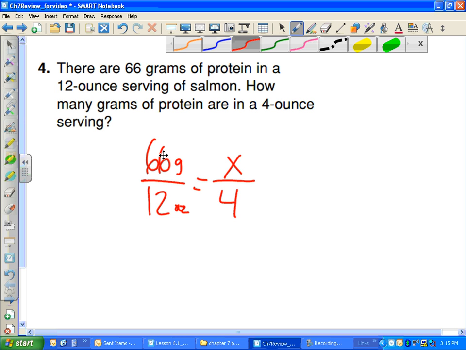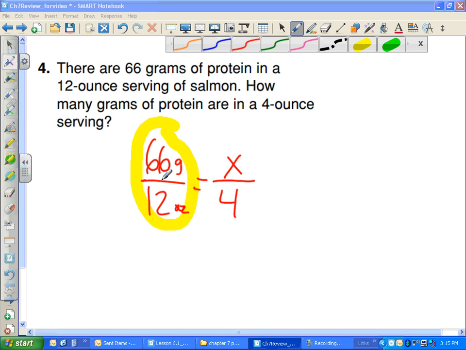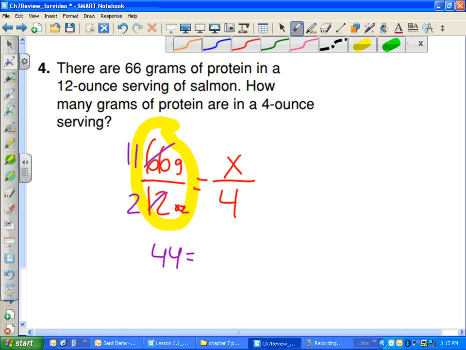Now, before I cross multiply, I think it would be better to reduce this over here. Okay, so I'm going to reduce those. 66 and 12, well, I could reduce them by 6. So this would really be 11 over 2. So much more manageable now to solve. 4 times 11, well, that's 44 equals 2 times x, 2x. Divide by 2, divide by 2. 2 goes into 44, 22 times. Okay, there's your answer.